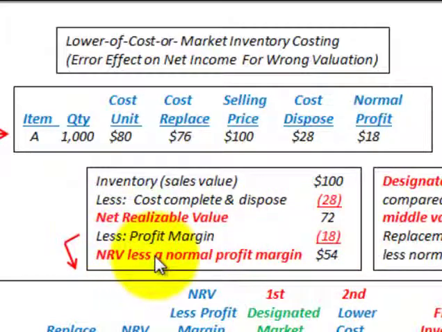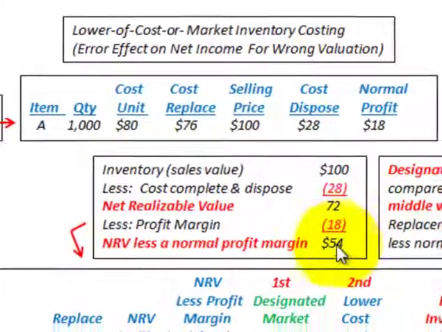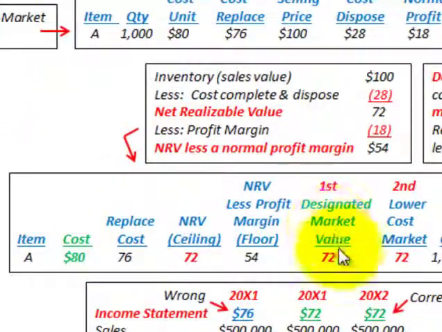And then to determine our net realizable value less a normal profit margin, we take the normal profit of $18 per unit and subtract that from the net realizable value of $72, and we come up with our net realizable value less profit margin of $54 per unit. Okay, now we have to determine the lower of cost or market value for this unit.